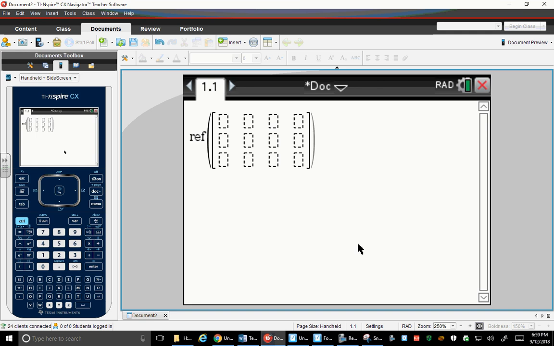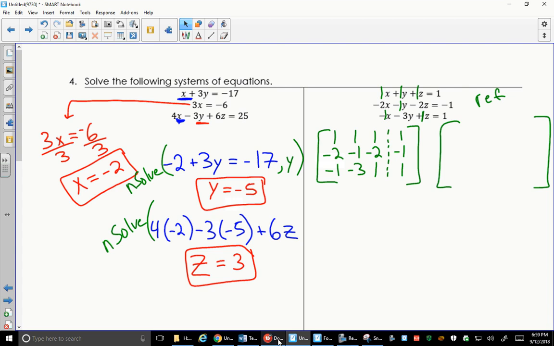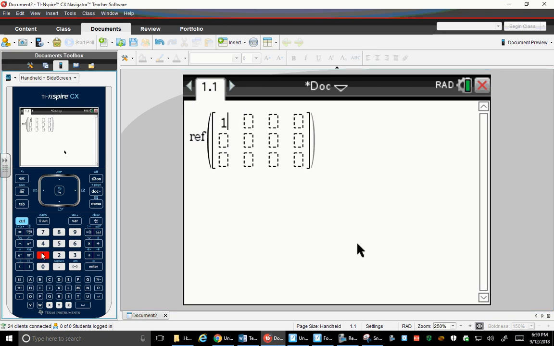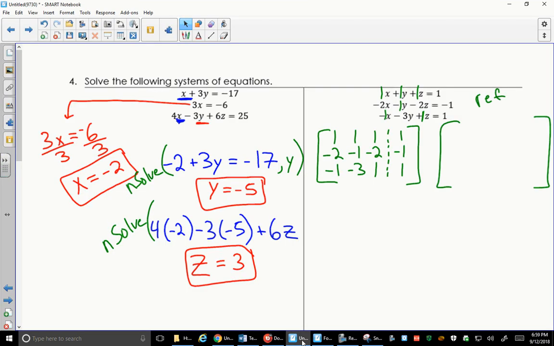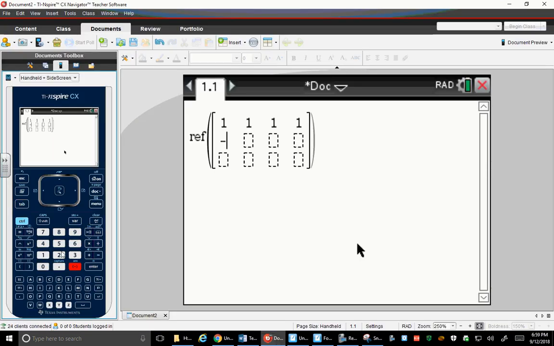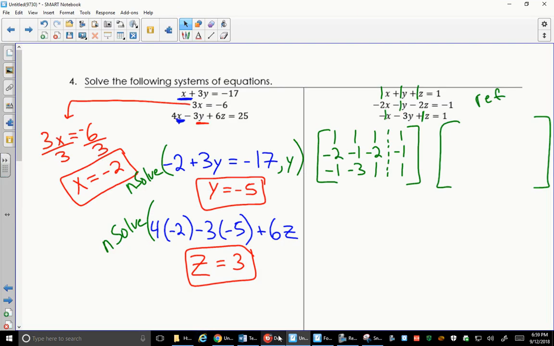So I believe it was 1s all the way across. 1, 1, 1, 1, 1. Okay, the bottom row. Negative 2, negative 1, negative 2, negative 1. That's kind of easy to remember. So negative 2, negative 1, negative 2, negative 1. All right, tab again. Negative 1, negative 3, 1, 1.